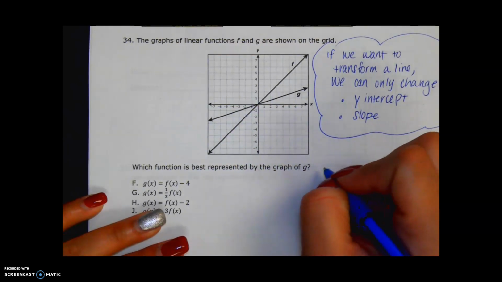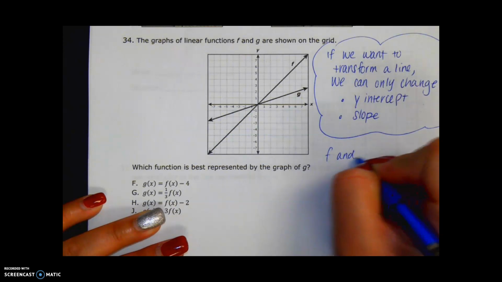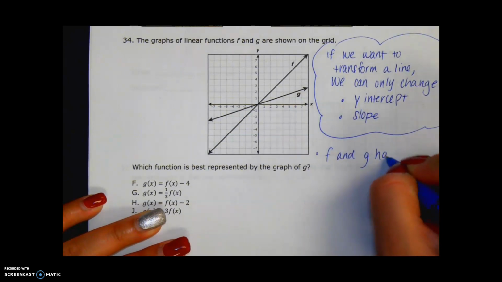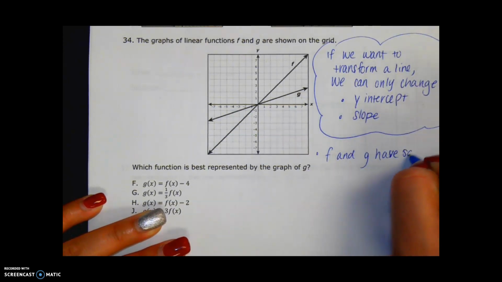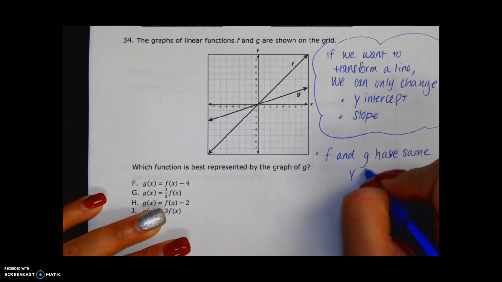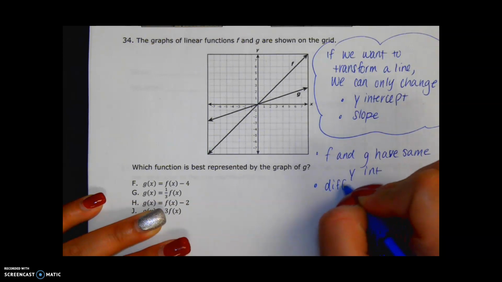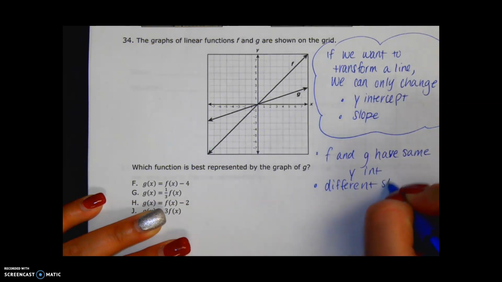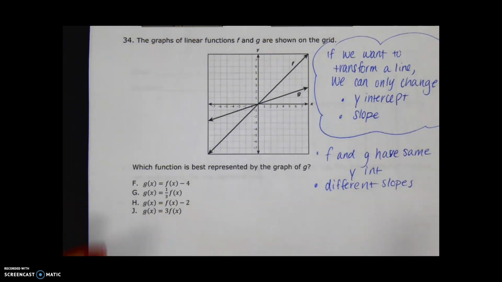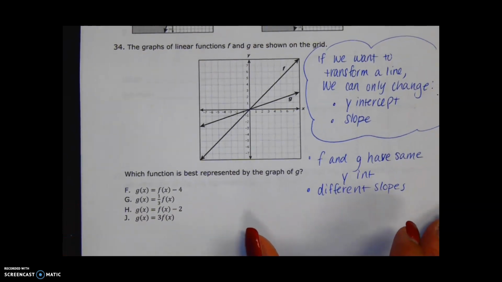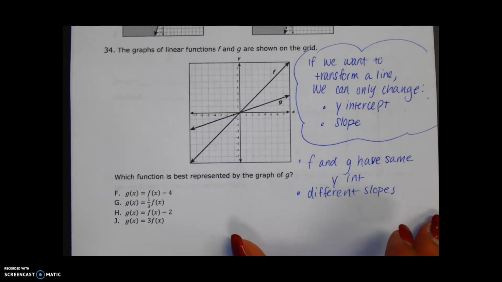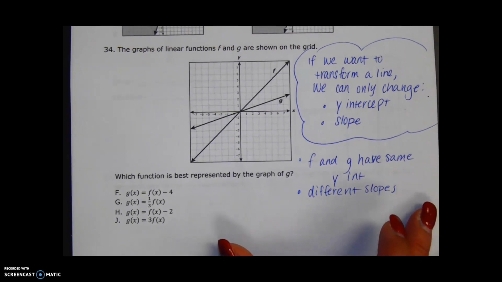All right, so these two lines, F and G, have the same y-intercept. They have different slopes. Now, last time we talked about this, I think it was Charles that asked me, he said, well, how do you know if they're talking about G or F? So it's going to tell you in the answer choices.